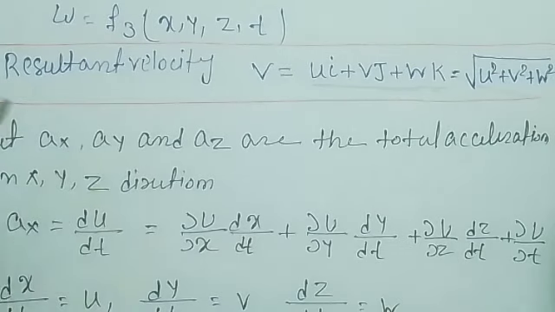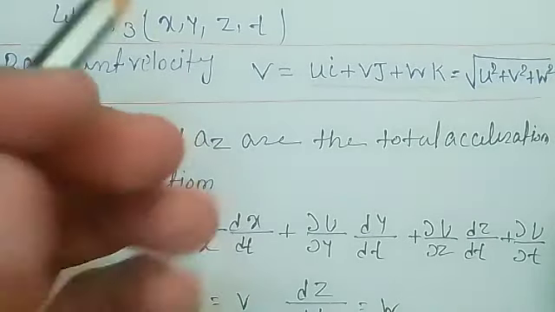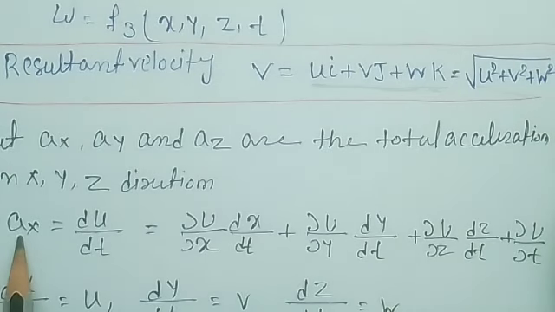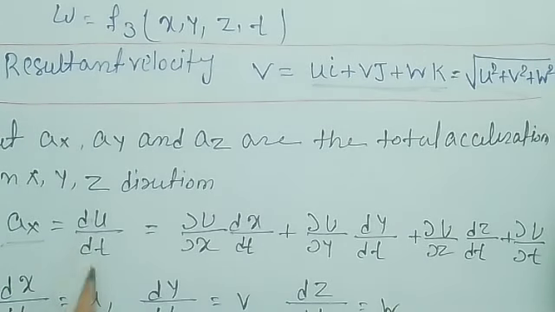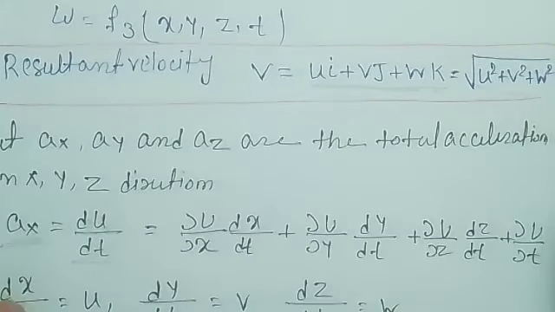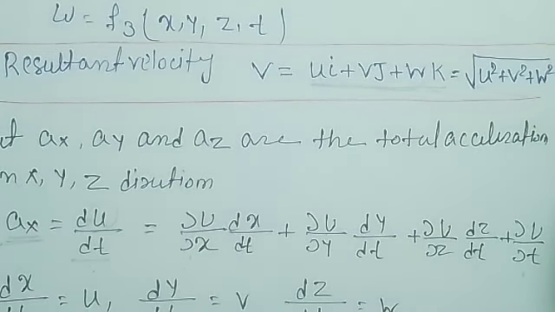As I told you, acceleration is the rate of change of velocity, which means du by dt. So the acceleration in the x direction is ax equal to du by dt. Once you differentiate the velocity with respect to time, you get the acceleration. If you differentiate the velocity in the x direction, you get the acceleration in the x direction. Using the chain rule, we can write ax equal to dou u by dou x into dx by dt, where dou u by dou x is the partial derivative, plus dou u by dou y into dy by dt, plus dou u by dou z into dz by dt, plus dou u by dou t, since the velocity is a function of position as well as time.